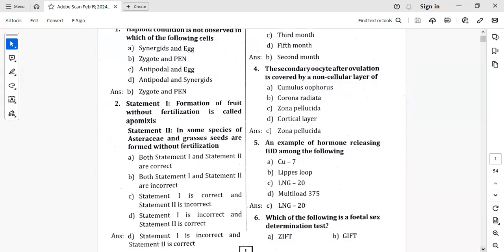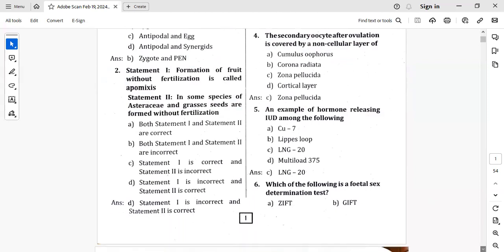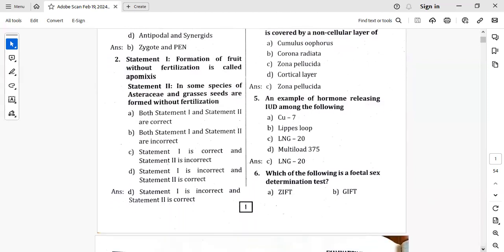Next, statement 1 says, formation of fruit without fertilization is called apomixis. Is it correct? Formation of fruit without fertilization is called parthenocarpy. Carpy means fruit, and partheno means without fertilization. But here they've said apomixis, so I don't think this is right. Let's see the second statement: in some species of Asteraceae and grasses, seeds are formed without fertilization. Yes, this is an NCERT line, which says that in grasses, seeds are formed without fertilization.